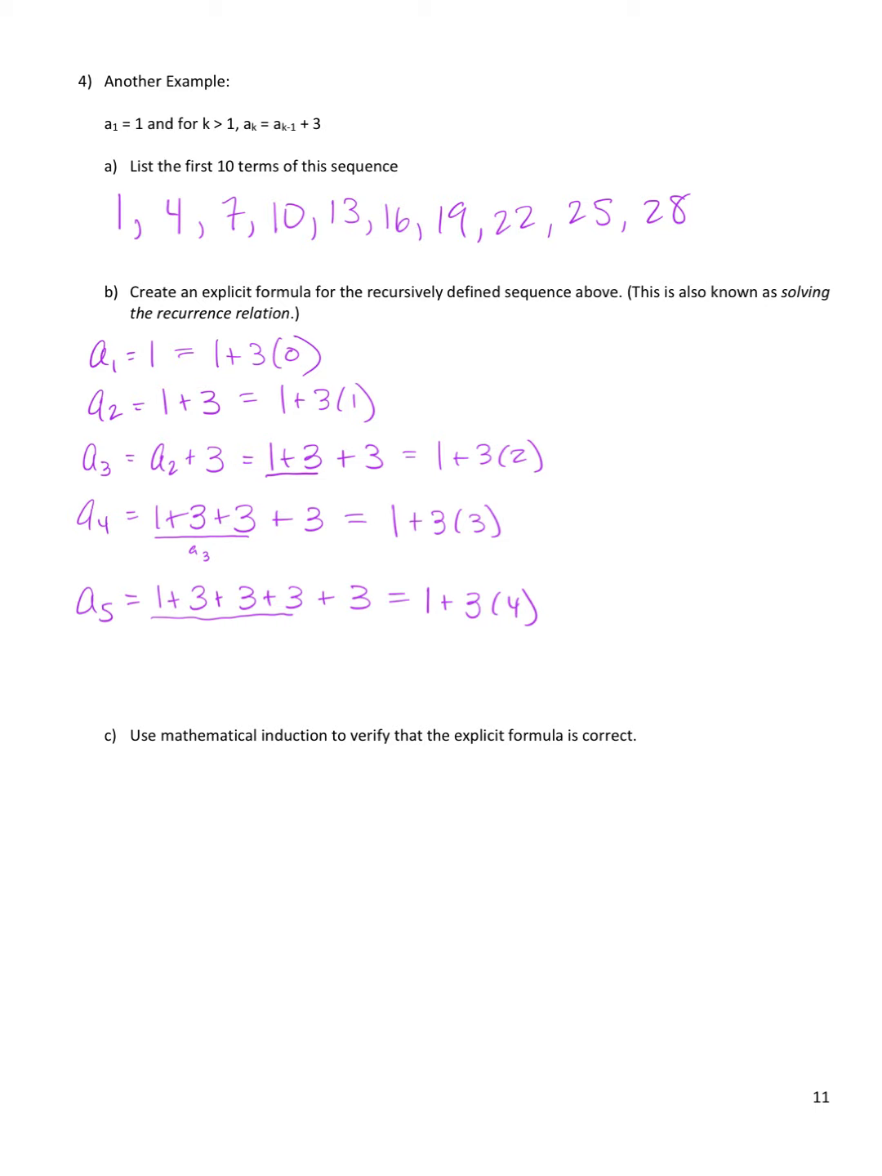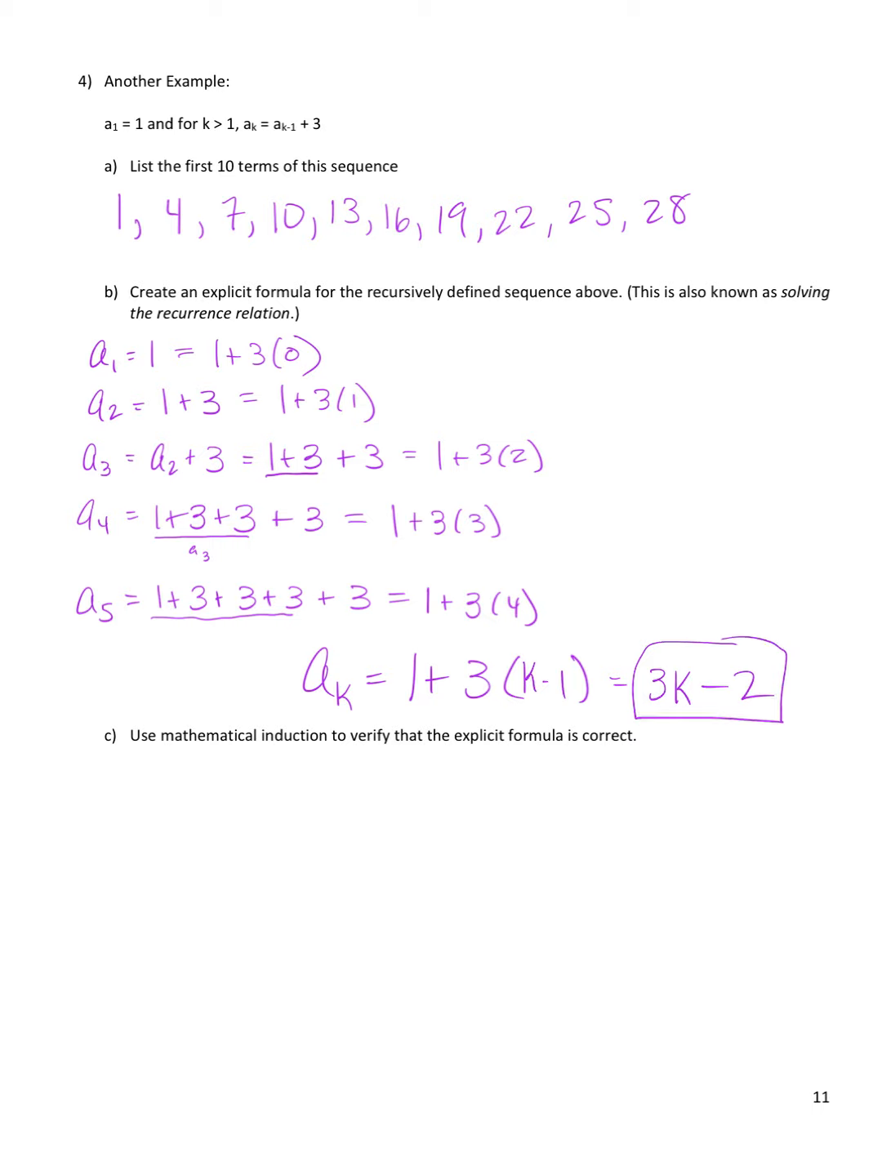So let's see. A sub k is 1 plus 3 times something. Is the something k, right? So is the subscript the thing that goes in here? So for A1, what I put in the parentheses was a 0. A2, I put in a 1. A3, I put in a 2. A4, I put in a 3, and A5, I put in a 4. It's always one smaller than the subscript, so I'll put a k minus 1. And then I could simplify this a bit, and I would get 3k minus 2 as my explicit formula.